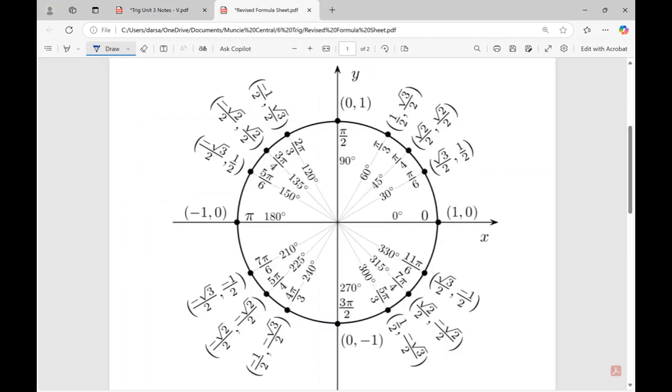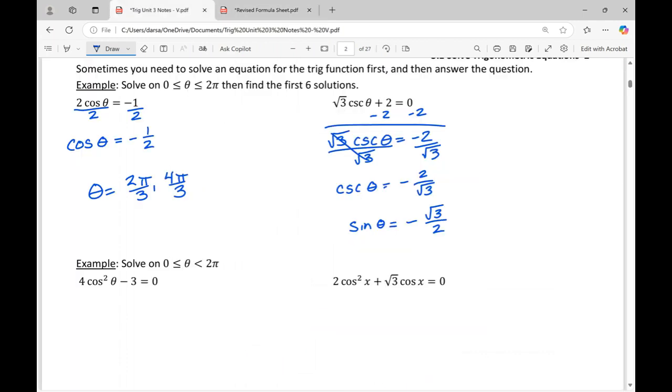If we go to our unit circle, cosine, sine, where is the y value negative square root of 3 over 2? Well, that is at 4 pi over 3 and 5 pi over 3. So here's the y on this guy, and here's the y on this guy. So make sure that you get those in the right places. So 4 pi over 3 and 5 pi over 3 are the answers for this question.